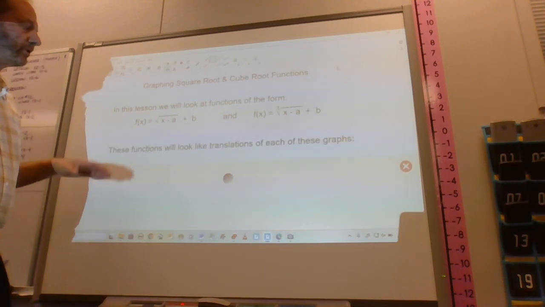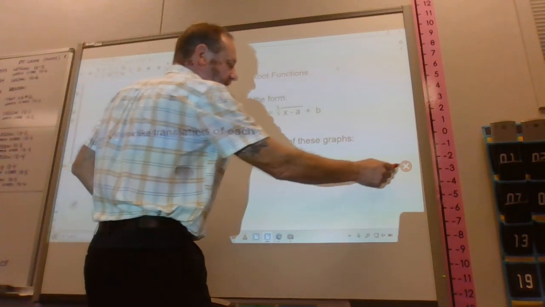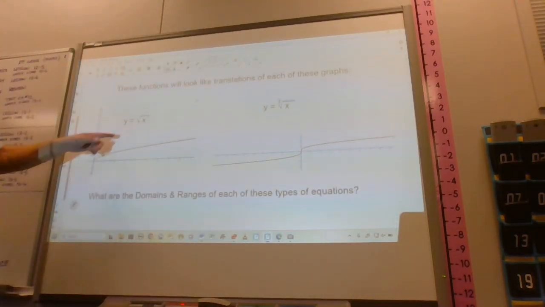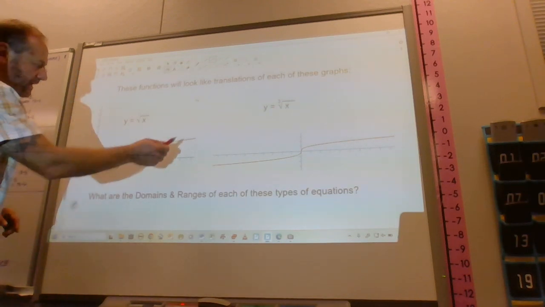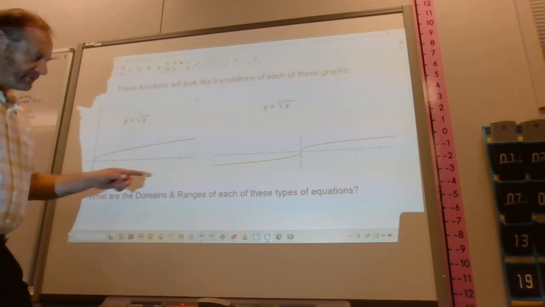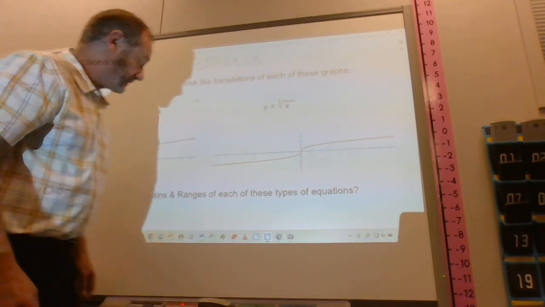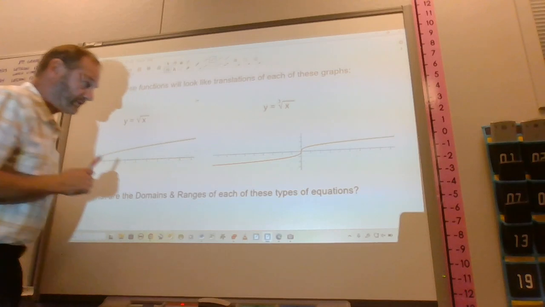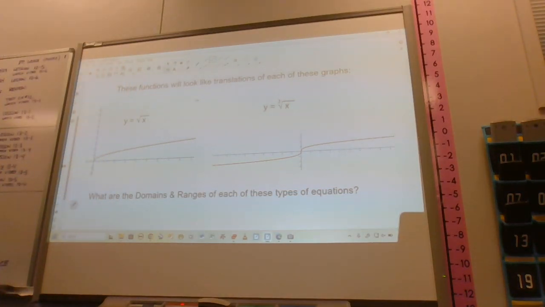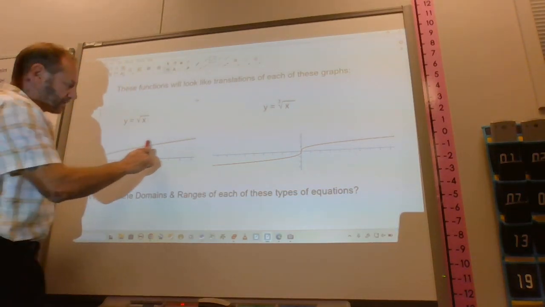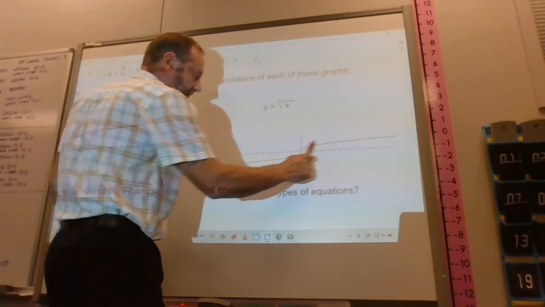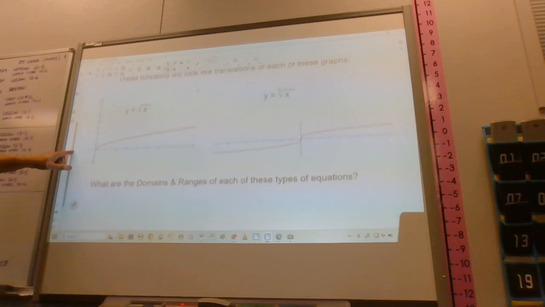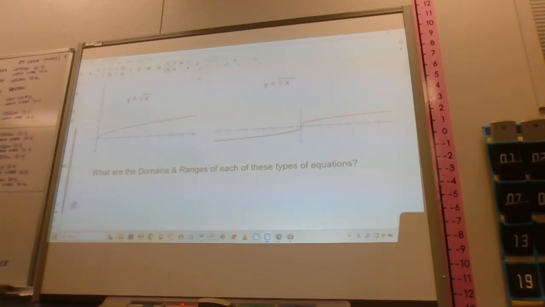All right, these functions will look like translations of these two graphs right here. This is the square root of x. This is the cube root of x. The square root is going to look kind of like an arc, and this is going to look kind of like a big old stretched out S. Now, what are the domains and ranges of these?